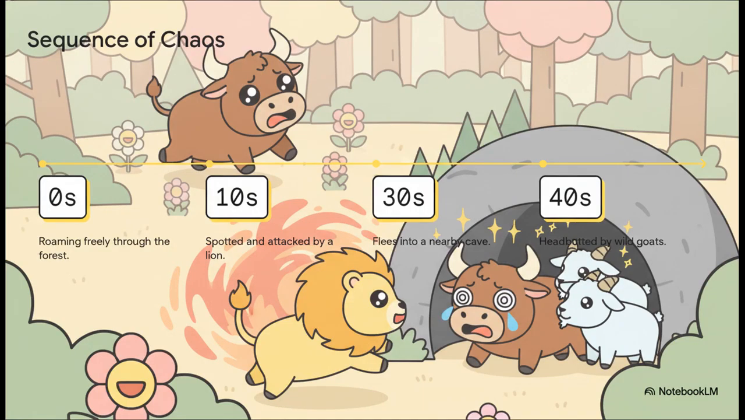We go from step 1, roaming freely, straight into absolute chaos. A lion living in that same forest spots the bull from a distance and just attacks. And the pacing of the text here is incredibly fast. The bull goes from total peace to being violently attacked, to fleeing for his life into a nearby cave, to immediately being headbutted by goats. It's this rapid-fire sequence that strips the bull of all his freedom in a matter of seconds.